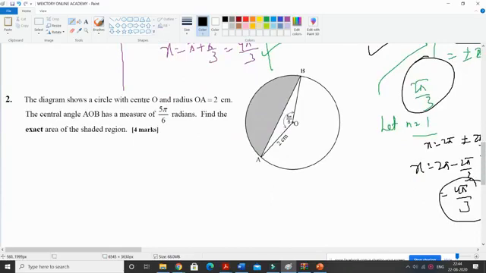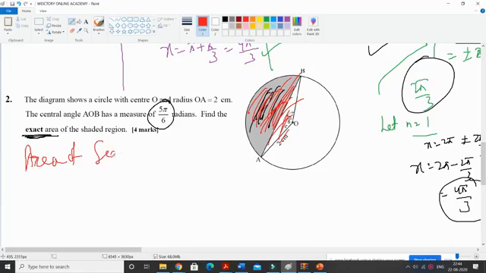So the diagram shows a circle with center O and radius OA is equal to 2 centimeter. The central angle AOB has a measure of 5 pi over 6 radians. Find the exact area of the shaded region. So we need to find out this particular area. Okay, if we see, this whole is a sector. So I'll shade it with red, the sector. This whole thing is a sector, and we know the formula of area of sector. Area of sector is half r square theta, where theta is in radians, which is already given 5 pi over 6.